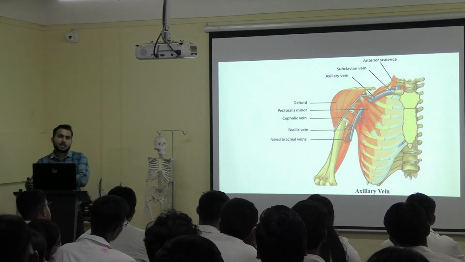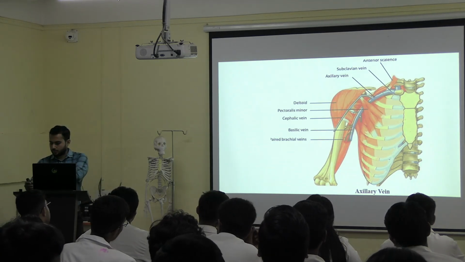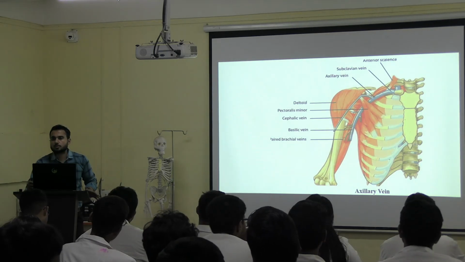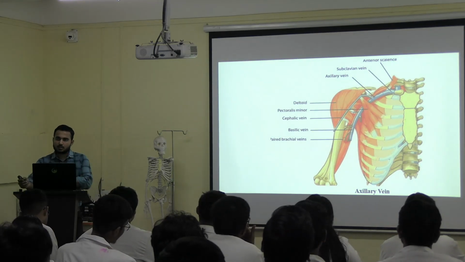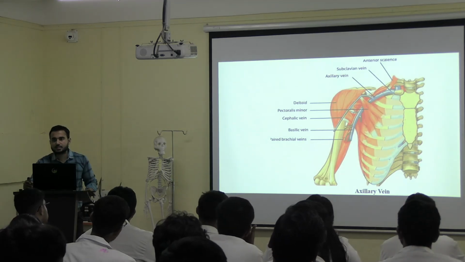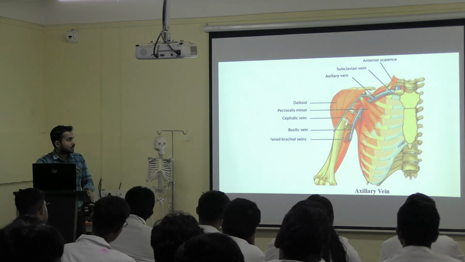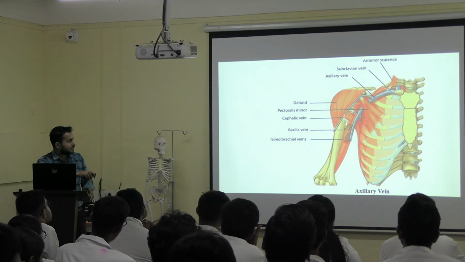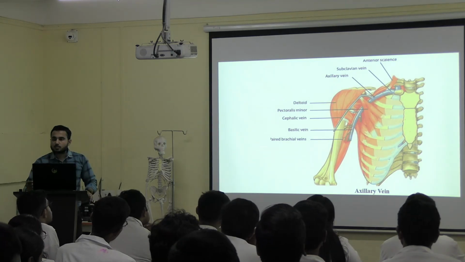ठीक है. Now in the upper limb, though we have not started with the arm and forearm, that's why you will not know about the basilic vein. But in our upper limb, two important veins are there: the basilic vein and the cephalic vein. ठीक है. As you can see, ये देखो, this is the basilic vein and this is the cephalic vein.